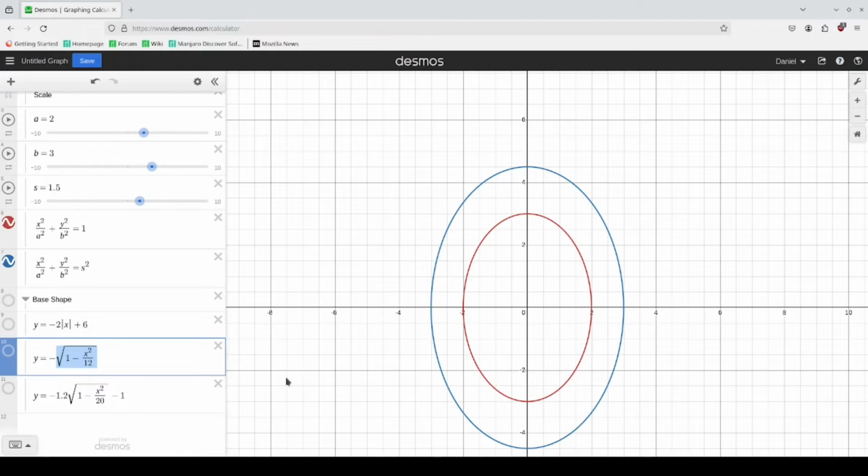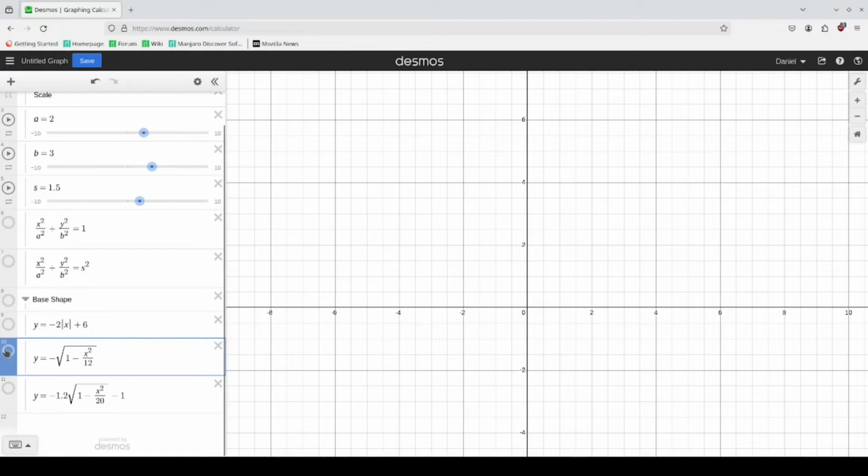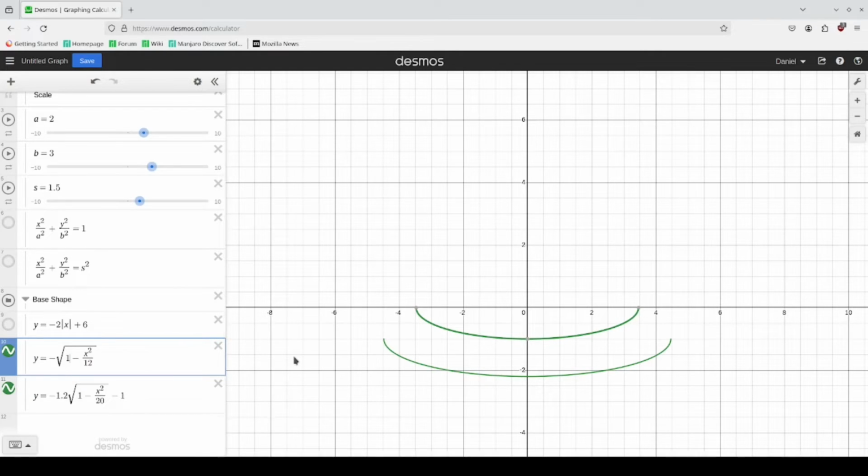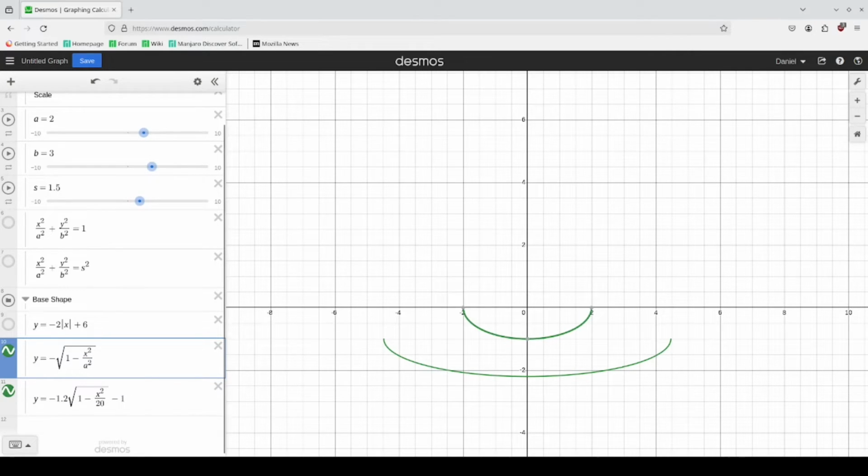And this is really, let's disable these two. Let's bring this one back, disabling the absolute value equation. This is really, all right. Let's solve for y on the fly here. This is 1 minus x squared over a squared, and then we need to multiply b squared across and take the square root of it.